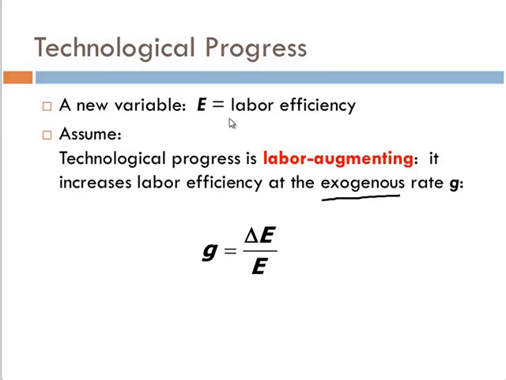And that technological progress, or technology, improves at rate g. So g is just the growth rate of E. What is E? E is this variable that's augmenting labor efficiency. And to be honest, E turns out not to matter that much. It's that g, that growth rate in technology, that's important.